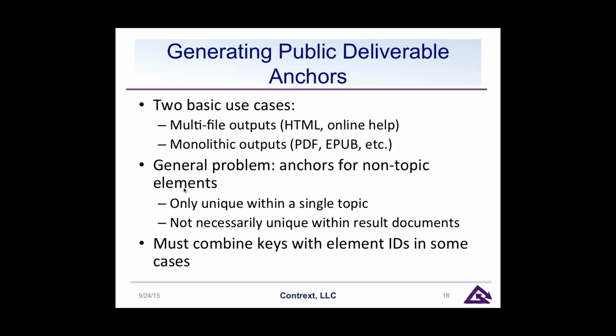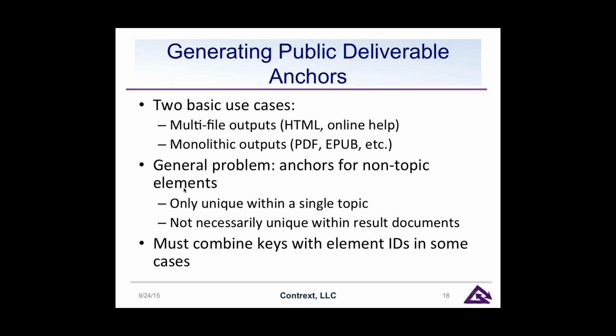So how can we generate these public deliverable anchors? There are two basic use cases that we have. There's multi-file outputs, which is pretty much anything based on HTML, online help, and then monolithic outputs, so PDF, EPUB, anything where all the content is delivered as a single file unit. Like with EPUB, inside there are a bunch of HTML files, but the EPUB itself is still delivered as a single unit. So I lump that in with the monolithic outputs, right?